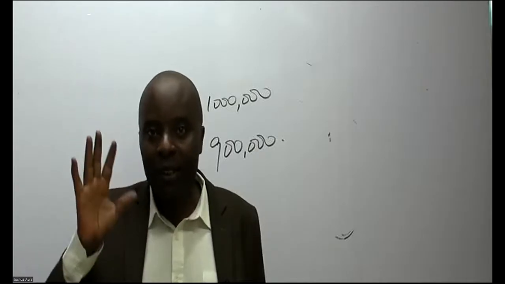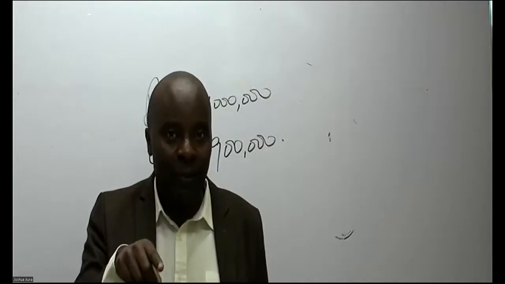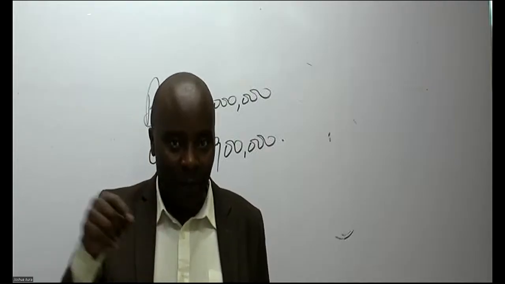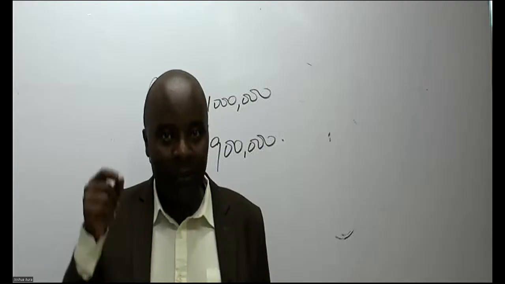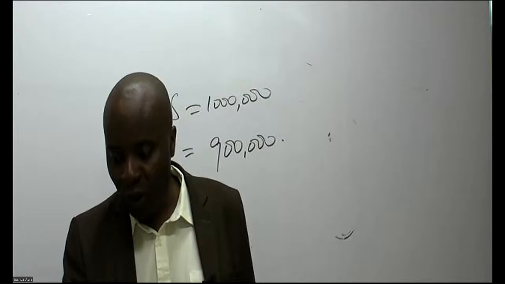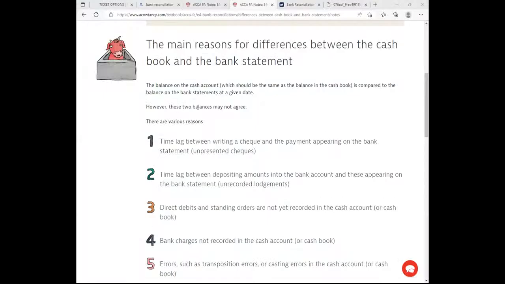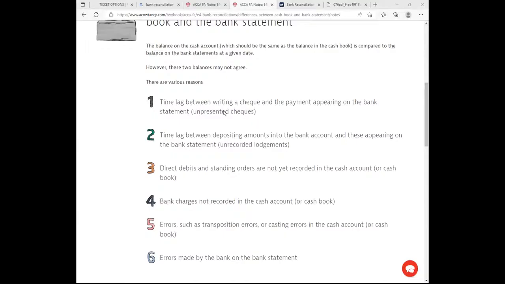Before I get a bank statement, I will not be able to know whether those expenses, for example, have been paid by my bank, perhaps I had a standing order. Now listen to me very well, ladies and gentlemen, this is very important. We are told that the balance on the cash account, which should be the same as the balance in the cash book, is compared to the balance on the bank statement at a given date. However, these two balances may not agree, and there are various reasons.